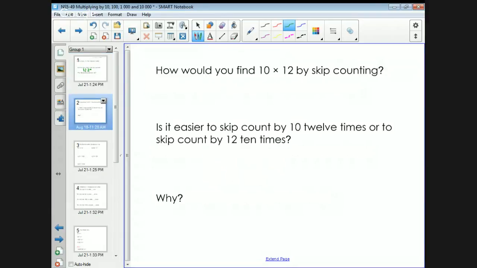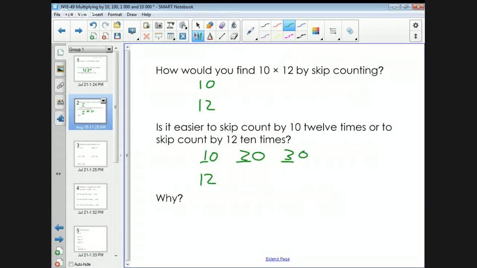So how would you find 10 times 12 by skip counting? We have the option of counting by 10s 12 times or by 12s 10 times. Is it easier to skip count by 10 12 times or to skip count by 12 10 times? We learned way back in kindergarten and grade 1 how to count by tens. And it's fairly easy because when we're counting by tens, 10, 20, 30, it's very similar to counting by ones, 1, 2, 3.